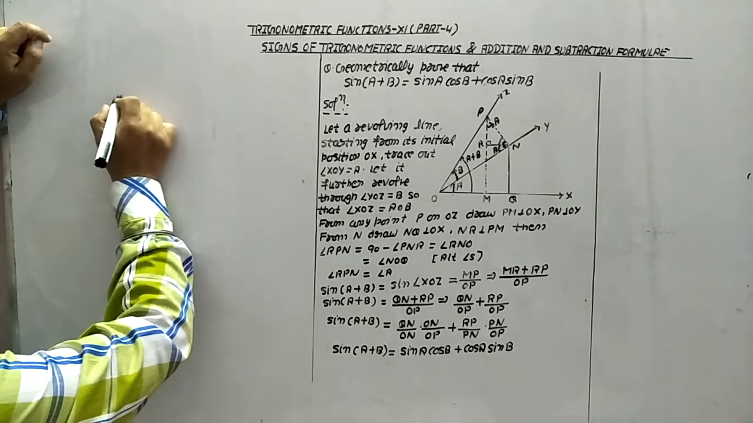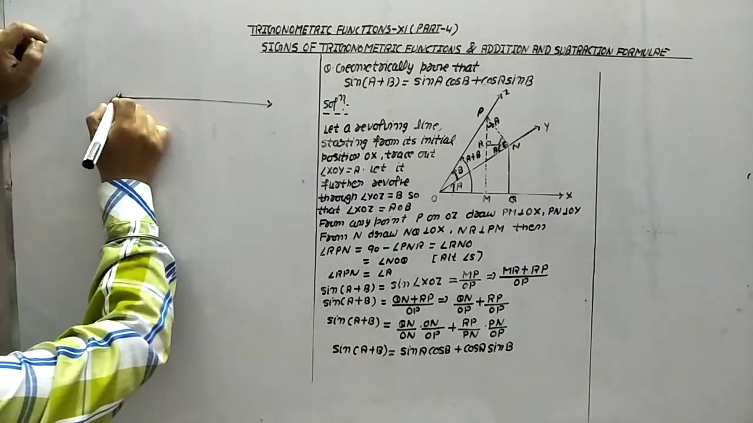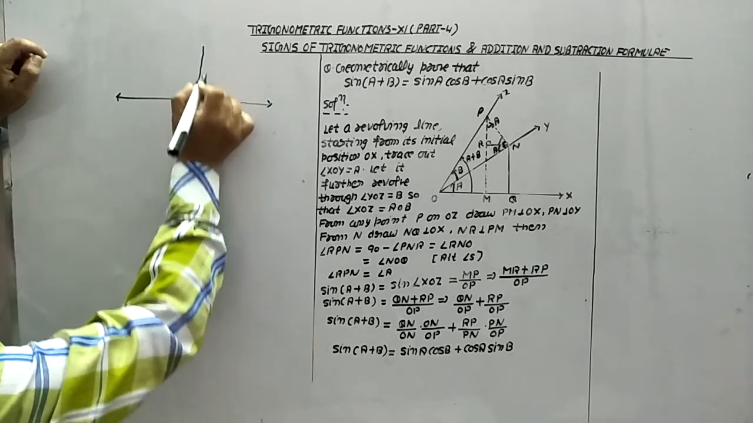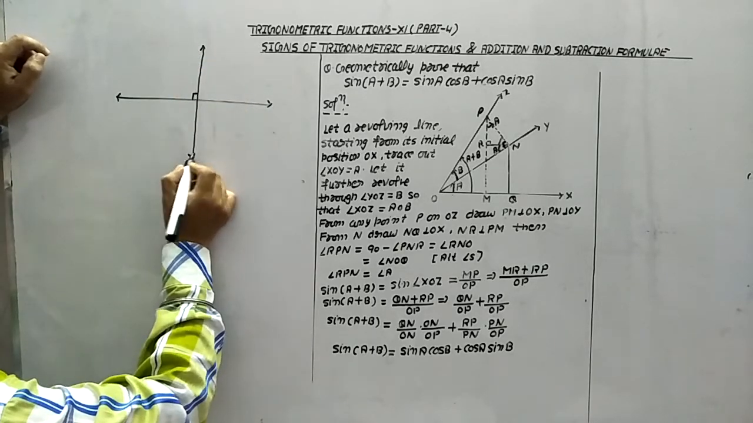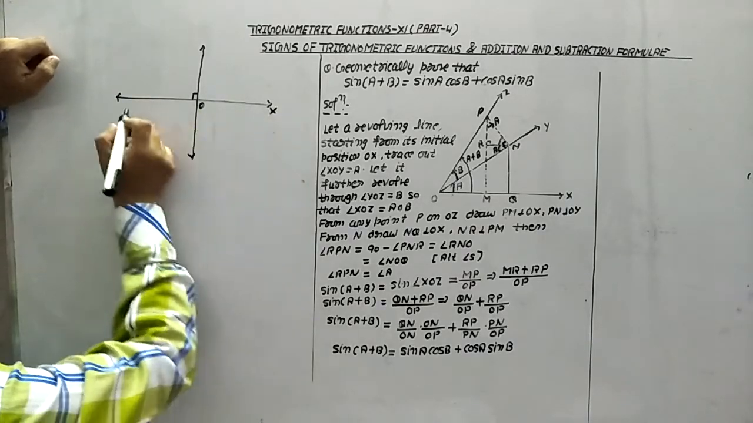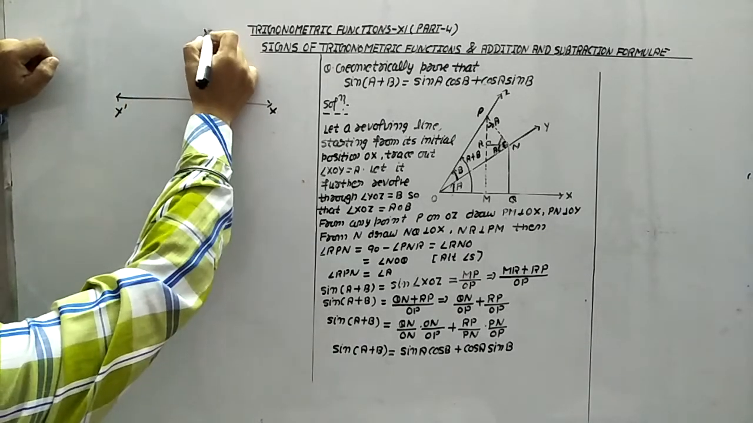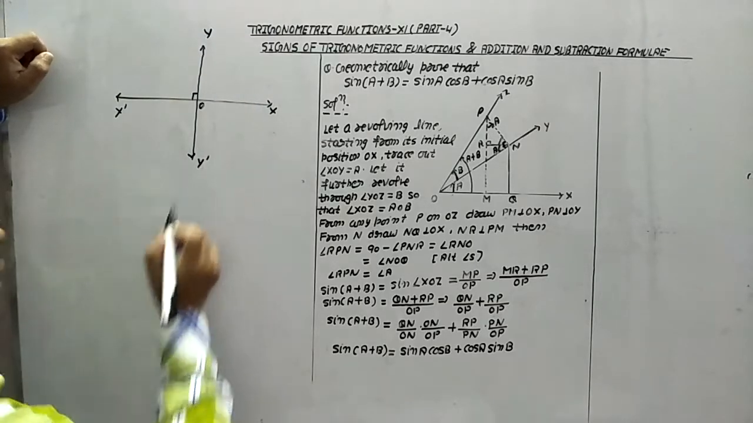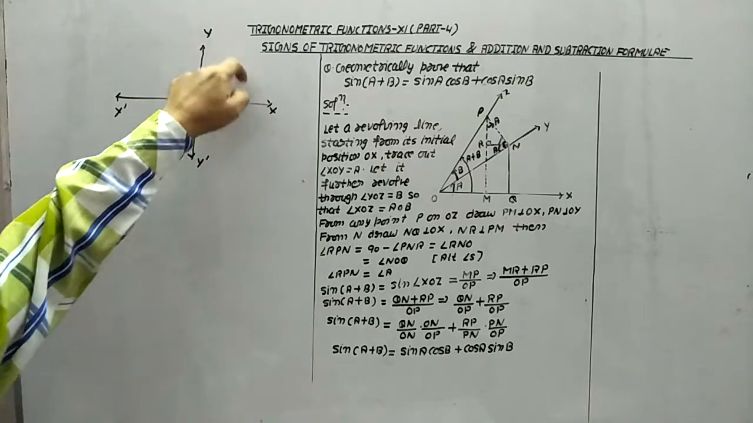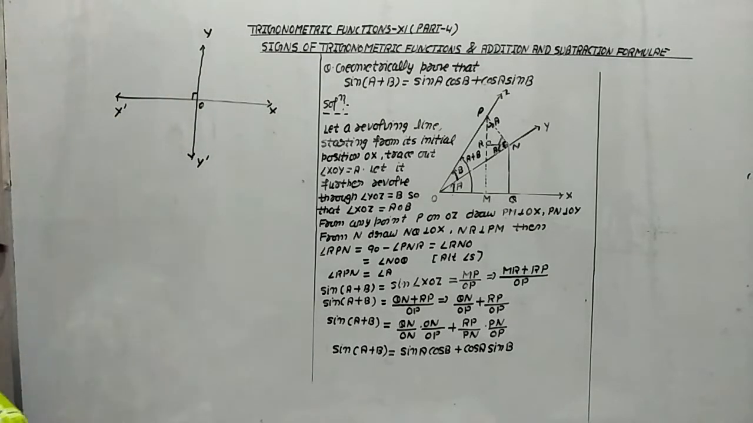For this, first of all, let us suppose we have one horizontal line and one line perpendicular to it, so that it will convert into coordinate axes. This will be the origin O, this is X, X dash, and this is Y, Y dash. In earlier classes we read that here the x coordinate and y coordinate are positive.